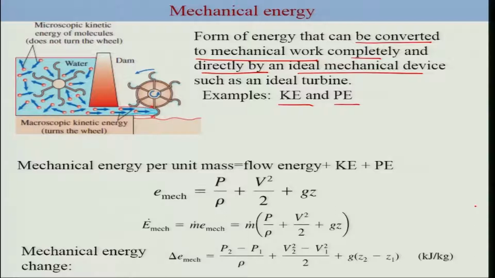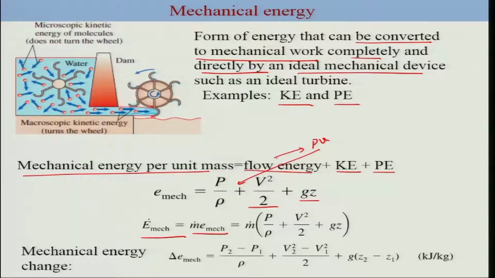So overall we can define mechanical energy in this form. Mechanical energy per unit mass includes flow energy, which is nothing but flow work, plus kinetic energy plus potential energy. Okay, so this is nothing but PV, which can also be written as P by rho, and this is your kinetic energy, and this is that. In terms of rate, we can write it in this form.